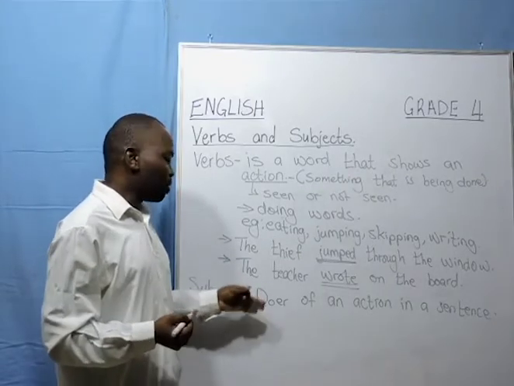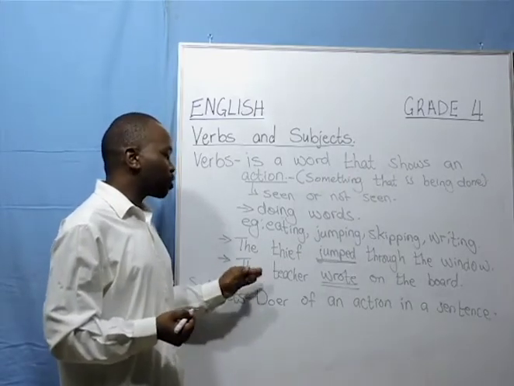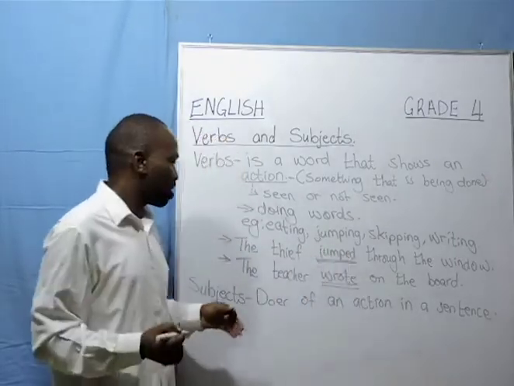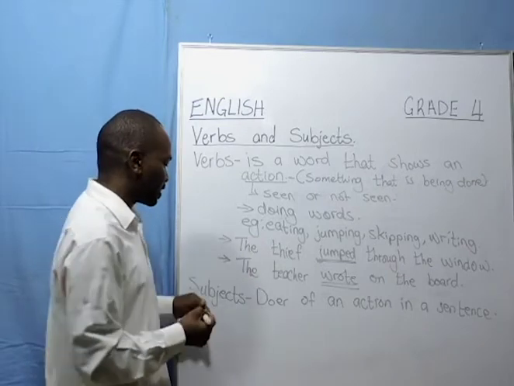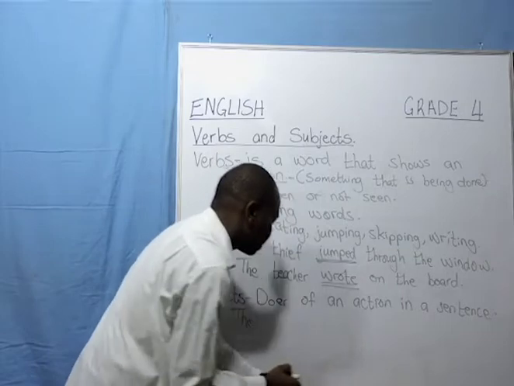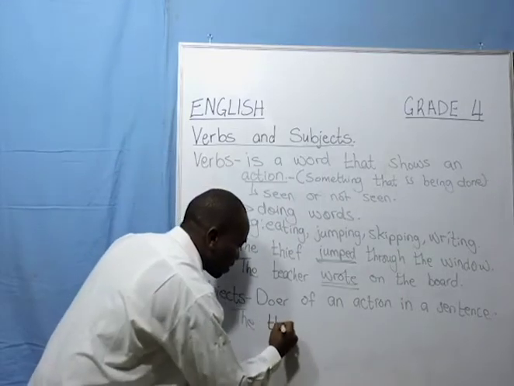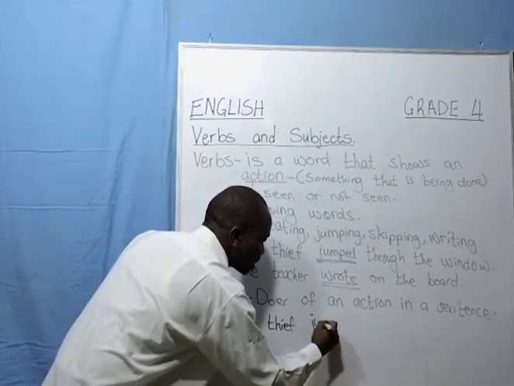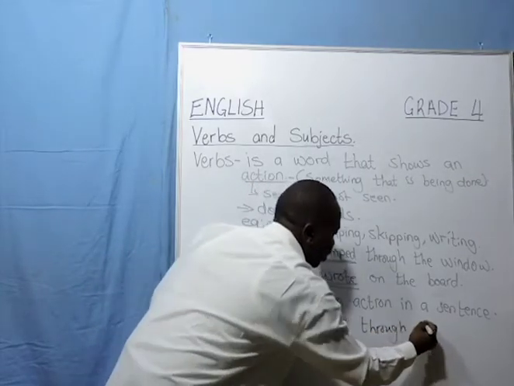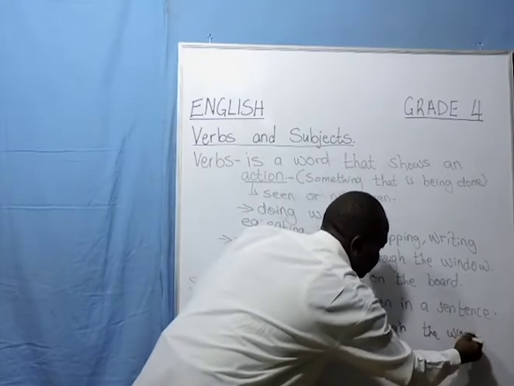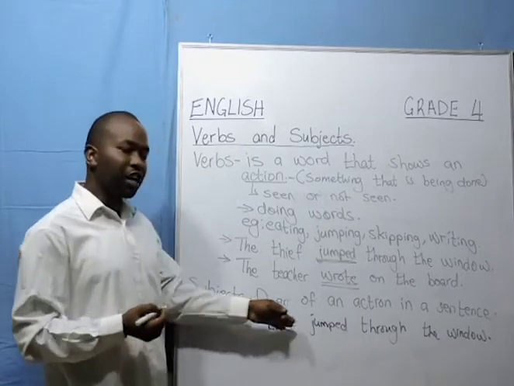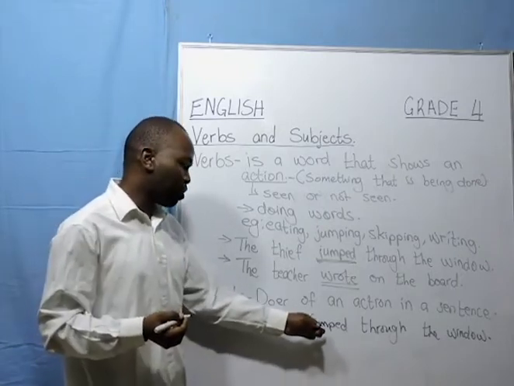Now, when we talk about the doer, this is the person who is performing the action that has been mentioned in the sentence. For example, when we go back to our first sentence, the thief jumped through the window. So, we already have the action of jumping.